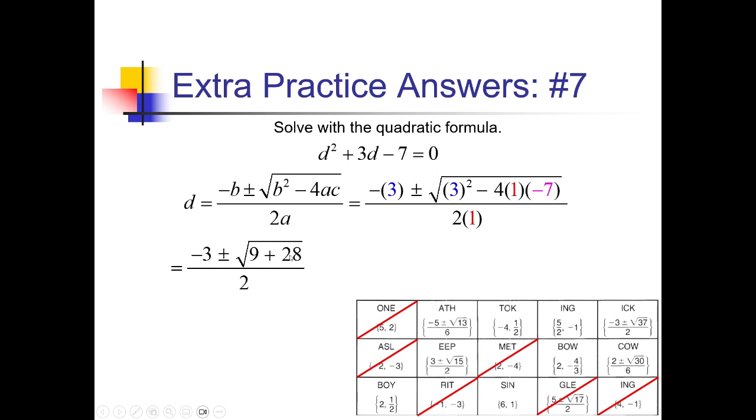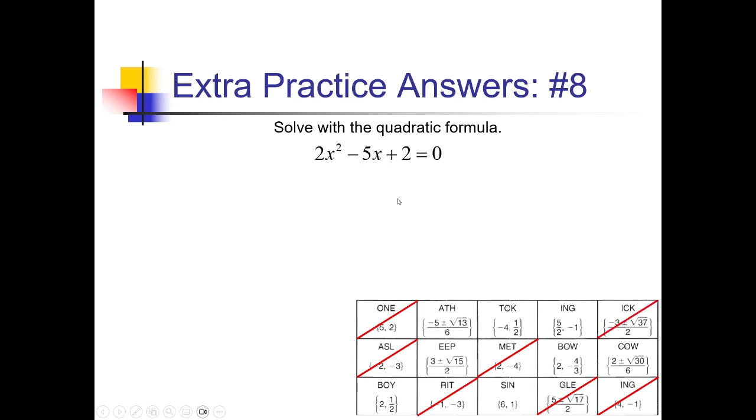9 plus 28 is going to be 37. 37 is not a perfect square, and it's also got no perfect square factors. So this is the final answer then. We can't simplify that. So it looks like that is the answer that we're going to be crossing off here, and good riddance. I mean, who wants that in their answer anyway?